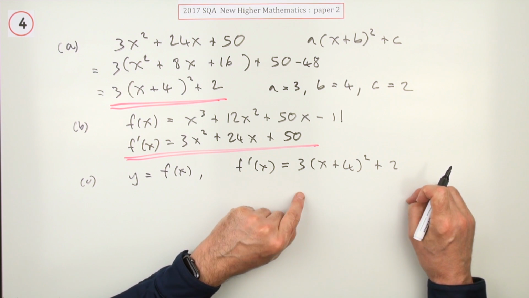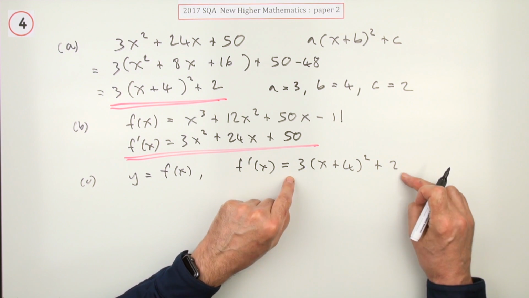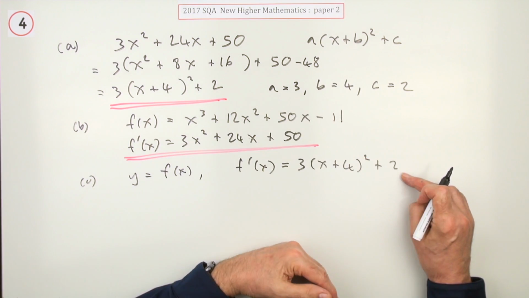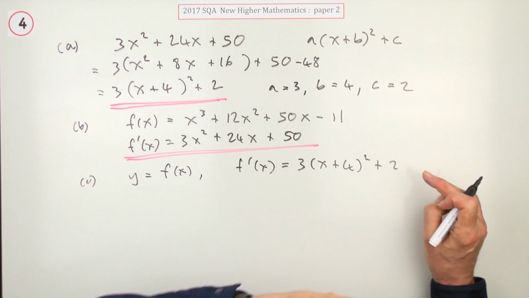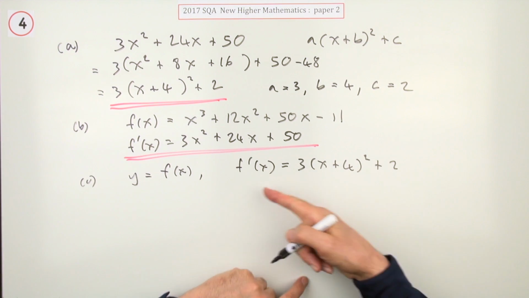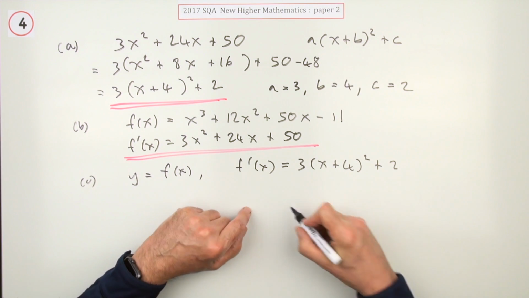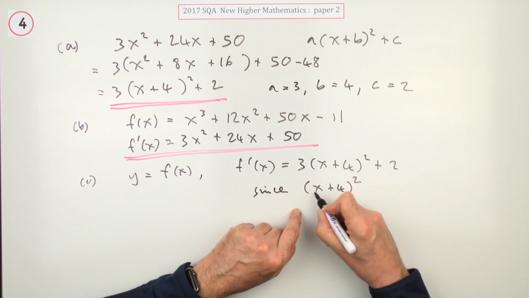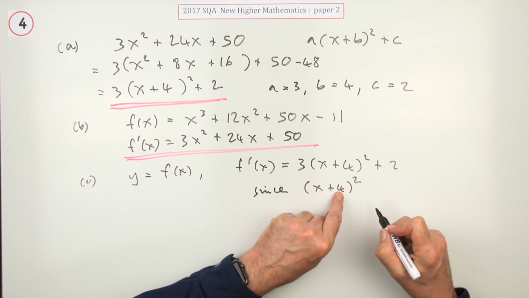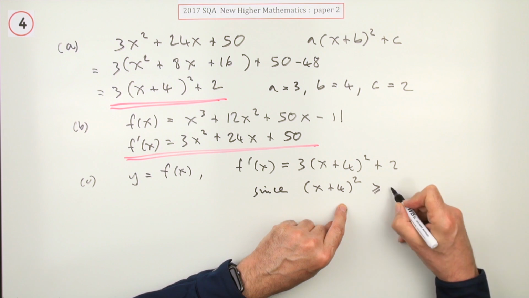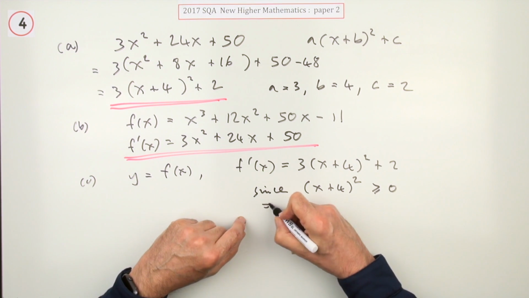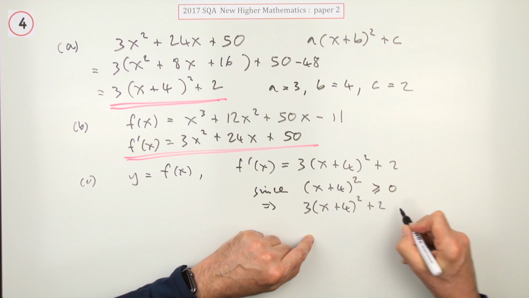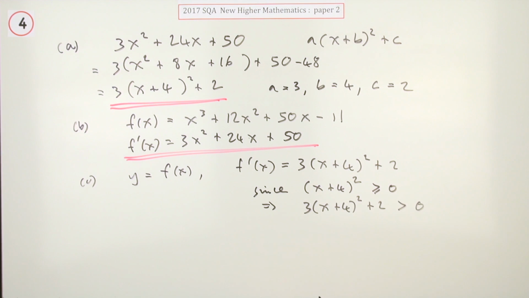So strictly increasing means the gradient should always be positive. It's always heading upwards. Not even momentarily across the way. And we have to give a reason why that is always greater than 0. So I'll say this. Since anything squared is greater than or possibly equal to 0, that means that 3 times it will make no difference, and plus 2 will definitely put it above 0.